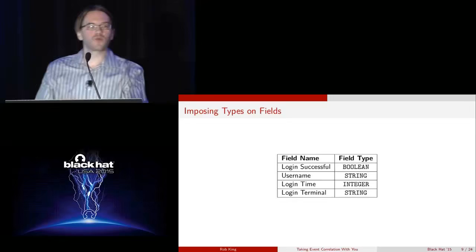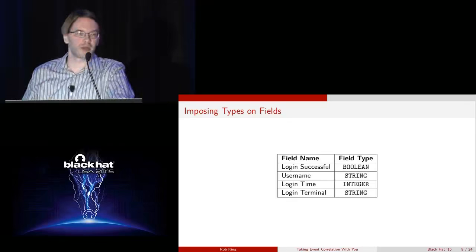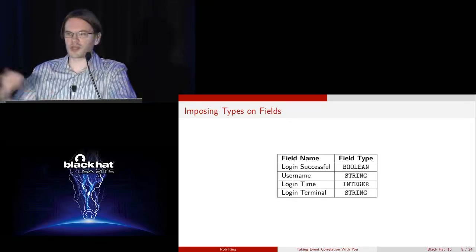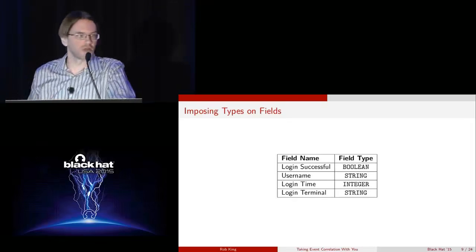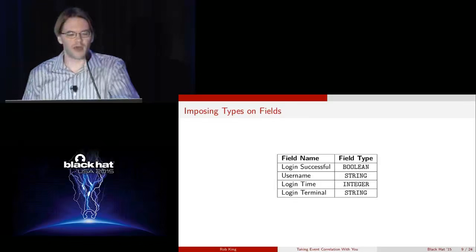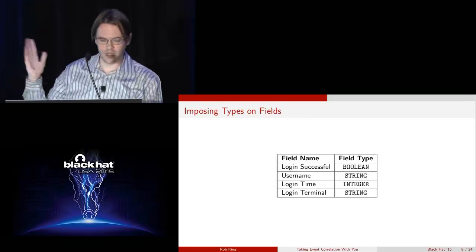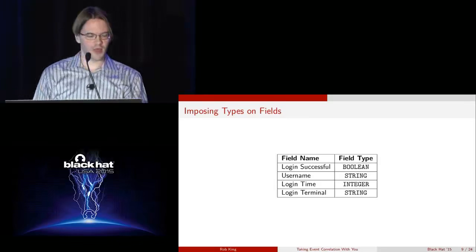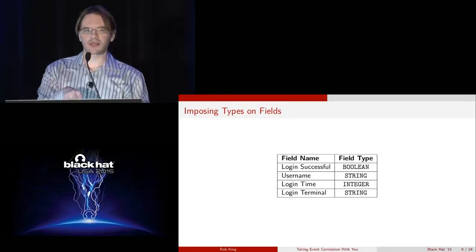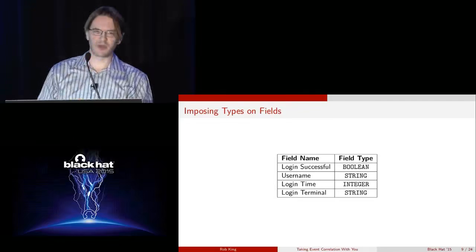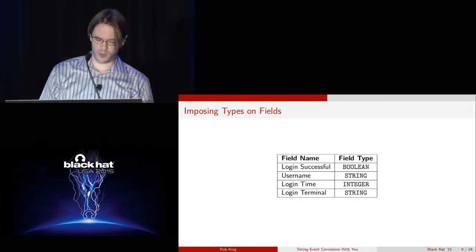And then Giles goes one step further and actually imposes type information on those fields. So you're not just dealing with login successful and it could be whatever. You know that it's going to be a Boolean. And the type system is very simple: Boolean, string, integer, real. Nothing crazy, nothing complex. We'll get into actual practical Giles in a second. I just want to make sure we're all on the same page about the problem we're trying to solve.